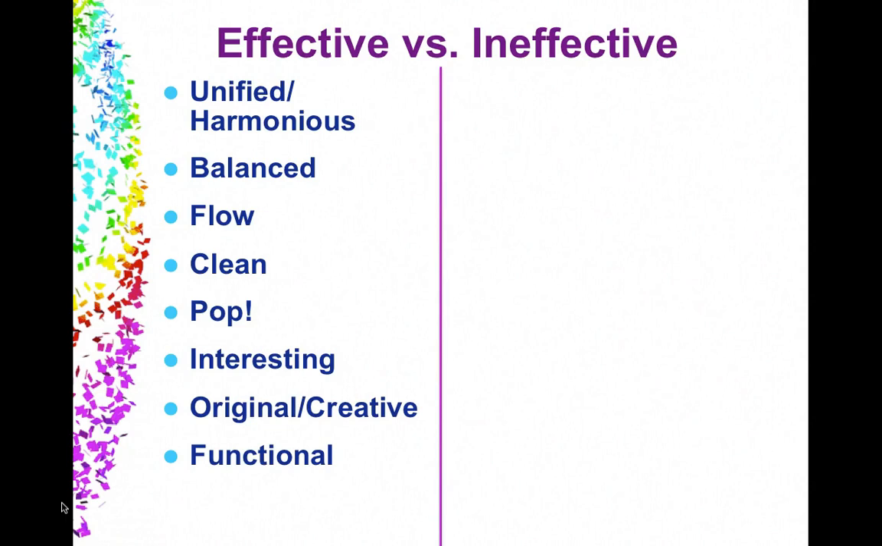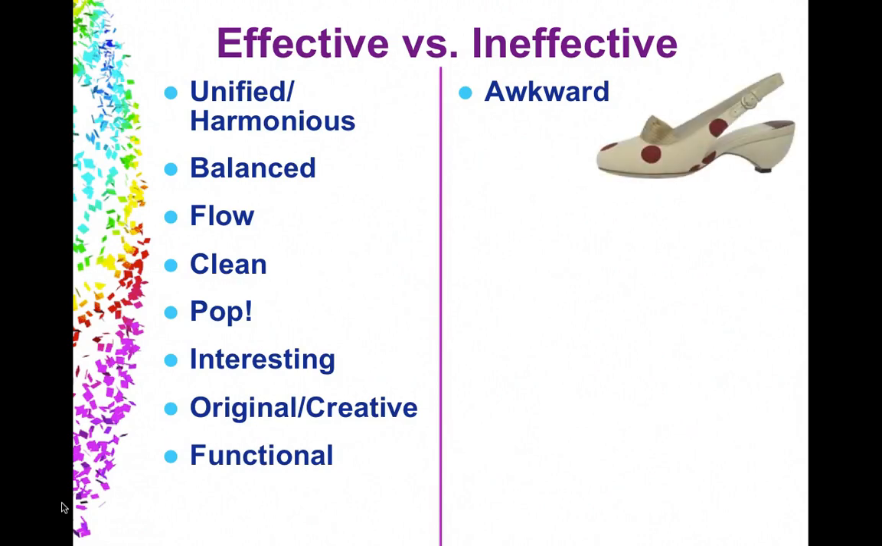So now let's take a look at this idea of ineffective. If this is what an effective design is, what's the opposite of that? First of all, we have this word awkward. This is basically things aren't unified. They're not working together. Here's an example.